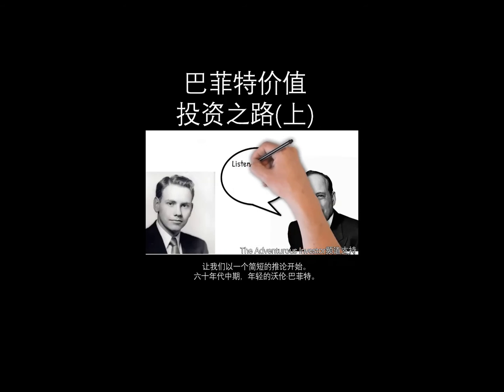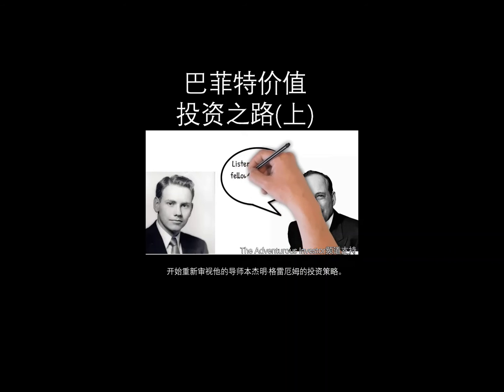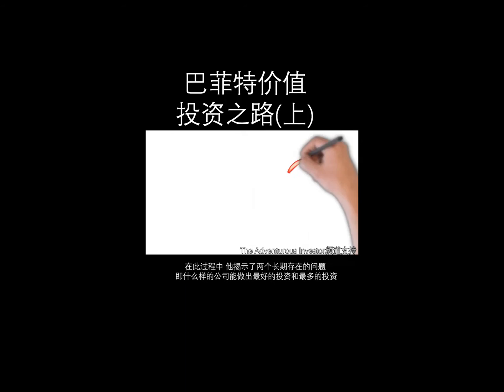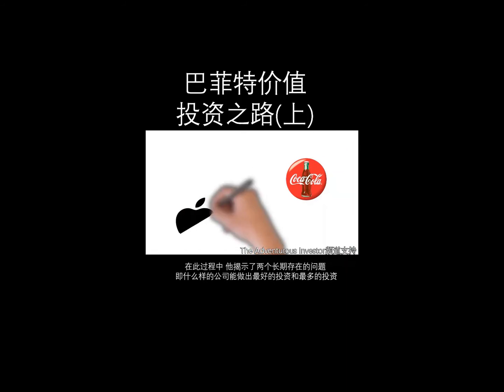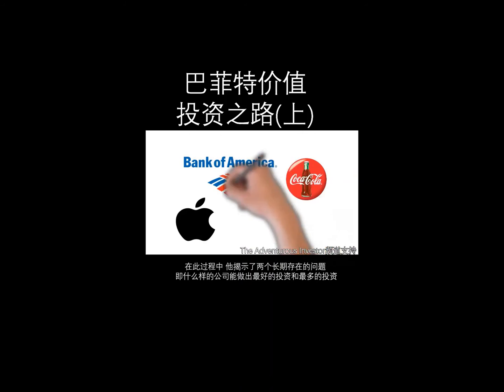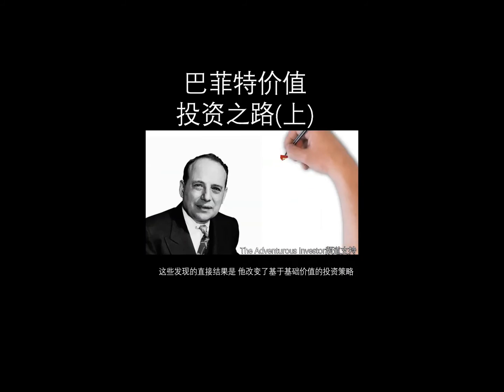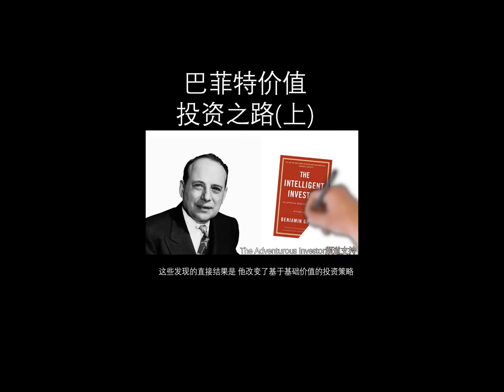In the mid-60s, a younger Warren Buffett began to re-examine his mentor Benjamin Graham's investment strategies. In doing so, he made two stunning revelations about what kind of companies would make the best investments and the most money over the long run. As a direct result of these revelations, he altered the Graham-based value investment strategy.